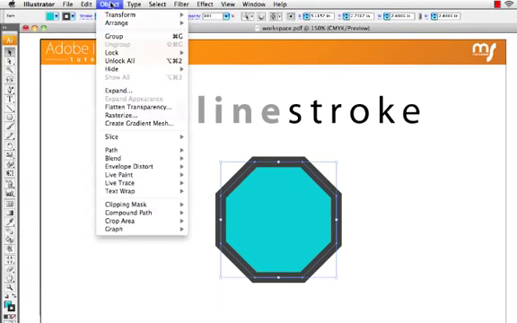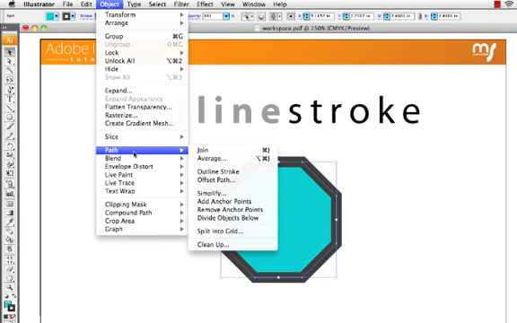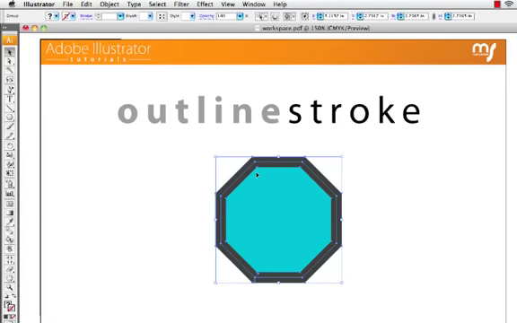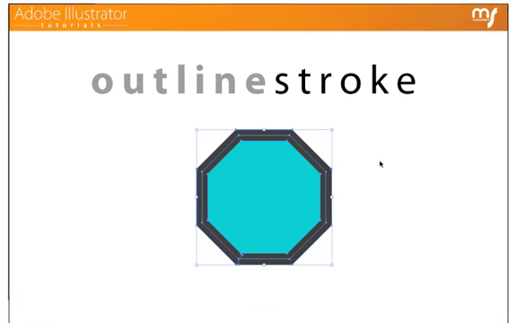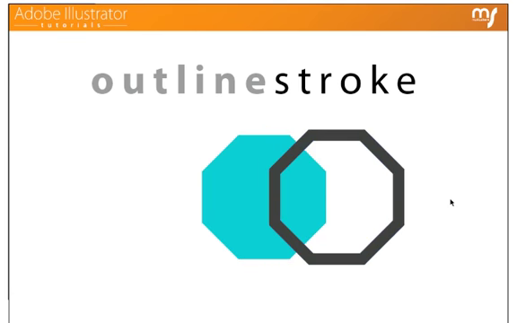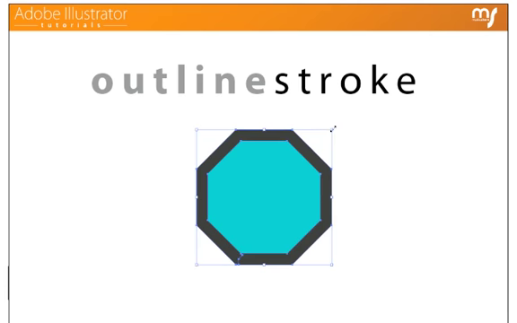I'm going to go up to Object, then to Path, and there's an option here called Outline Stroke. When I click on that, you can see what has happened to the stroke. It is now its own individual object. Let me ungroup these. I'll right click on it, ungroup. Now, this stroke is its own independent object. I can scale this down or do whatever I want with it from here.